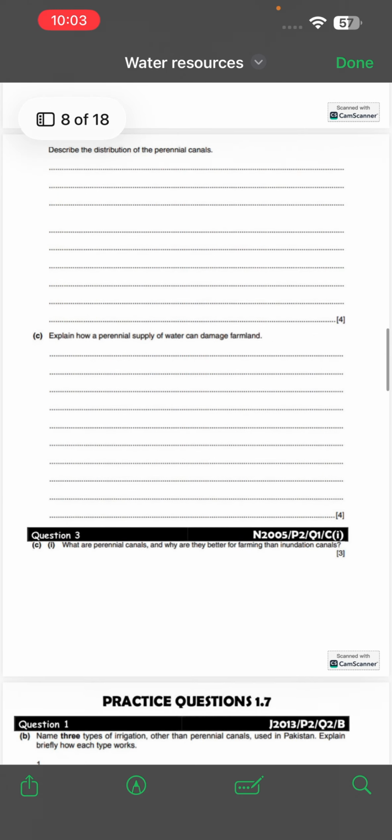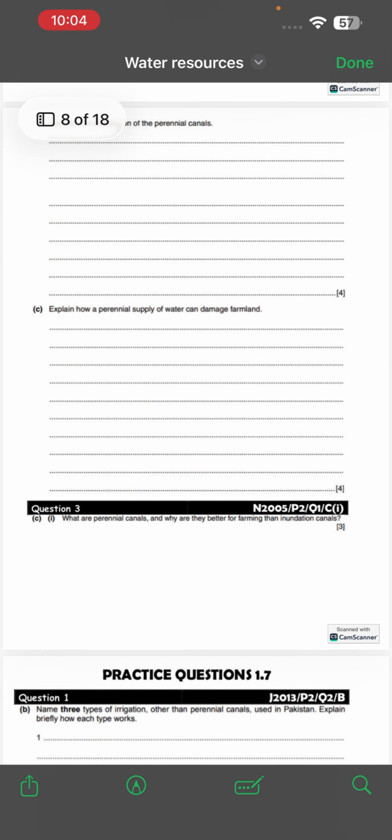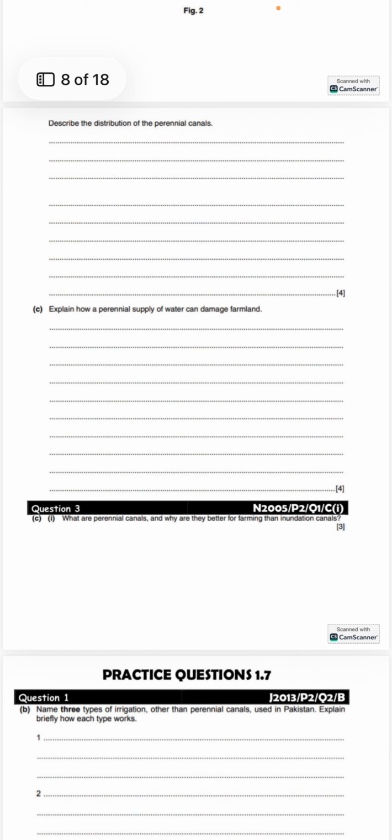Now explain how perennial supply of water can damage the farmland. Again, we have a 4 mark question, because perennial canals would be leading to waterlogging. Waterlogging means an excess of water on the land which does not require it. The water table rises, and the majority of the water gets evaporated as well. It is also a major cause of sedimentation accumulating onto the fertile land, which makes it infertile.